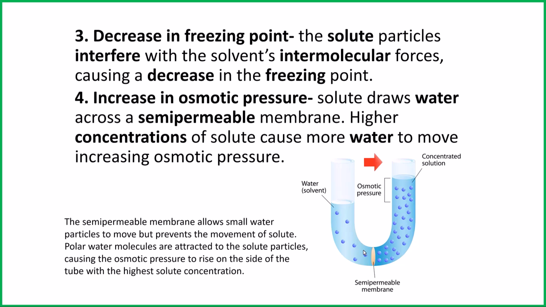Polar water molecules are attracted to the solute particles. So the water that was on this side is being drawn across to help balance out the concentrated solution on this side, so that these water molecules can surround each of these individual solute particles. And that causes the osmotic pressure to rise on the side of the tube with the highest solute concentration. Here we have a greater osmotic pressure as the water is being drawn into this side of the tube because it has the highest solute concentration.